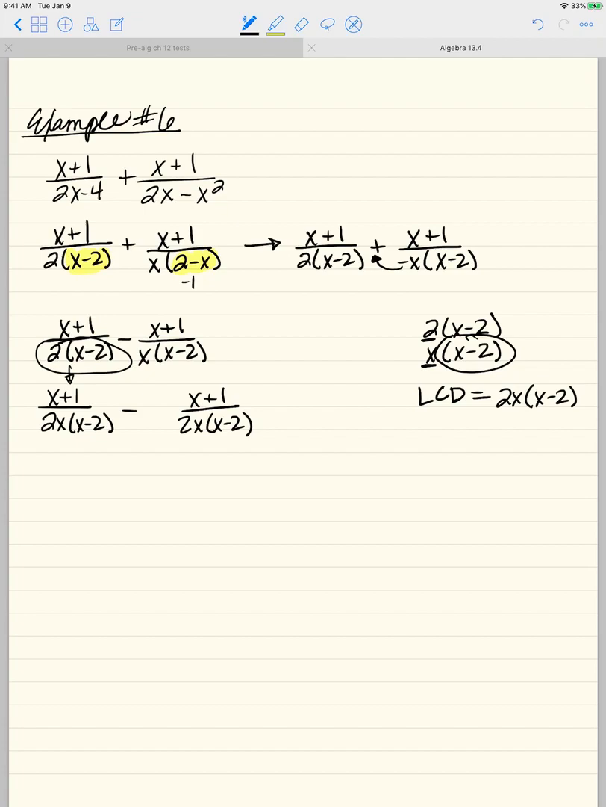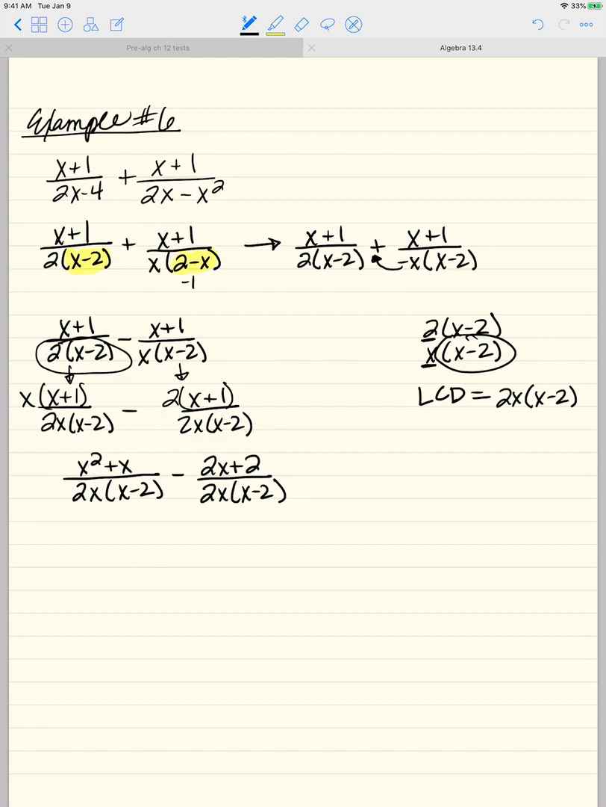What do I have to do to get from 2 times x minus 2 here? Well, I have to multiply everything by x, right? So I multiply my denominator by x, which means I'm going to multiply my numerator by x. How do I get from x times x minus 2 to 2x times x minus 2? I multiply both the numerator and the denominator by 2. So this one's going to get multiplied by 2. All right, hopefully everyone sees that. So that gives me my first expression, x squared plus x all over 2x times x minus 2, minus my second one, 2x plus 2 all over 2x times x minus 2.